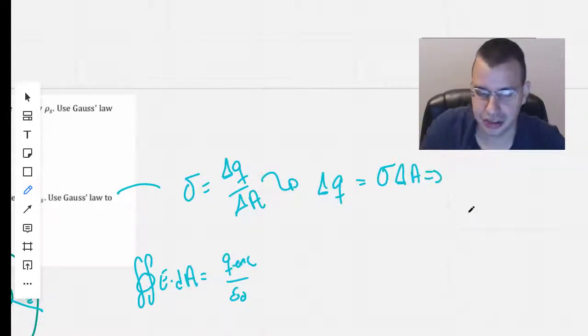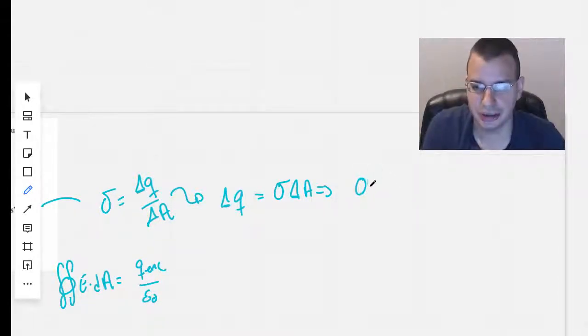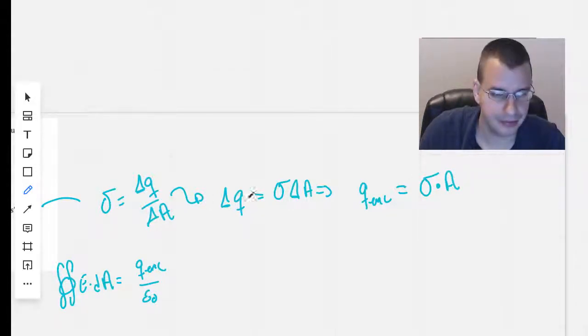Integrate both sides from 0 to infinity. We get all the Q there is. I'm going to call that Q enclosed. I should probably call that small q enclosed just to be consistent. And then that would be sigma times all the area.